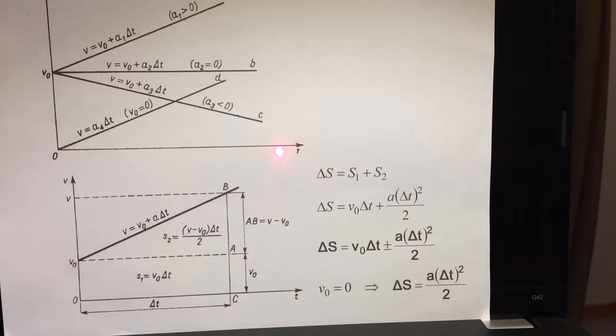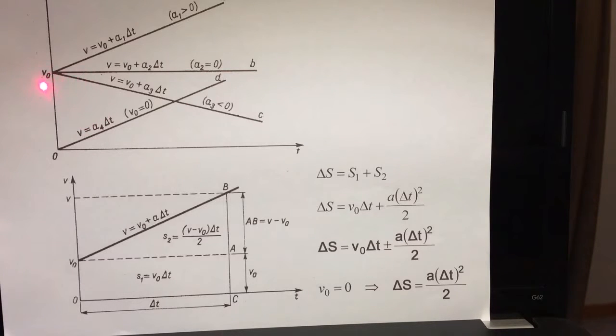Velocity is the function of the time, and as you see over here, we have a number of straight lines like this one, or this, and this one. Everything depends on the parameters. Let's take into account this line. This line is drawn if the initial velocity is 0 and the acceleration is greater than 0. The slope is positive.